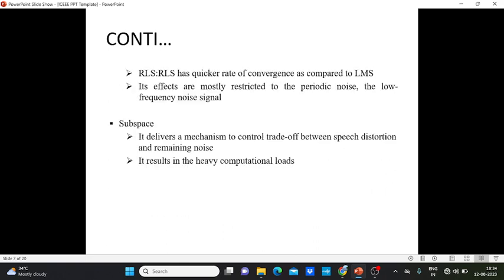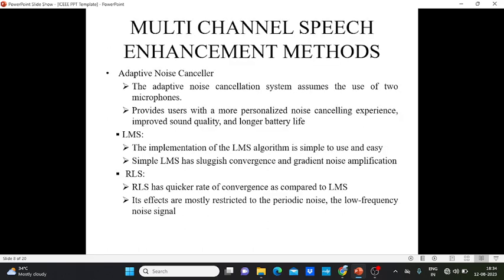It affects mostly periodic noise and low frequency noise. Signal subspace is one of the methods in the transform domain approaches. It delivers a mechanism to control the trade-off between speech distortion and remaining noise. The result is heavy computational loads.